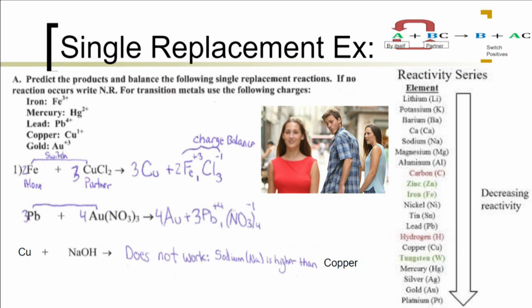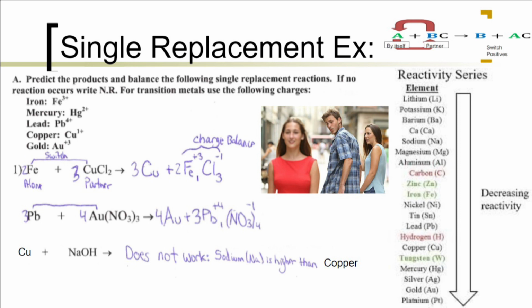For example number 2, I have Pb plus gold nitrate. And here, once again, before I even switch them, I'm going to look at my metal activity to make sure that the lead is higher than the gold. And if you look, lead is higher than gold, and so it is going to make the switch.